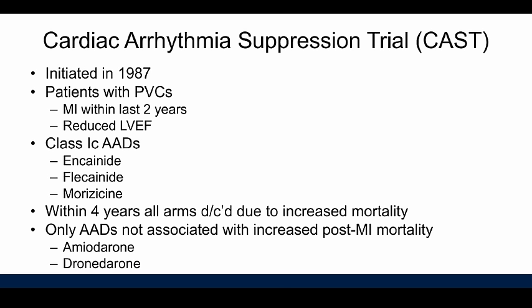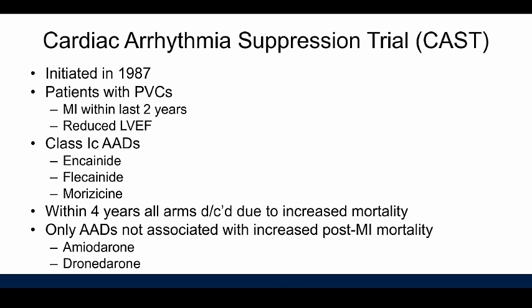And so in the late 80s, the National Institutes of Health initiated a study looking at patients who suffered from PVCs within the last 2 years from the time they were enrolled in the trial, and they also required that those folks had a reduced left ventricular ejection fraction. So they had some residual decreased left ventricle function because of their ischemic event. Those patients were randomized to various class 1C antiarrhythmic drugs, which were the drugs of choice at this point in time for suppressing PVCs in these types of patients.